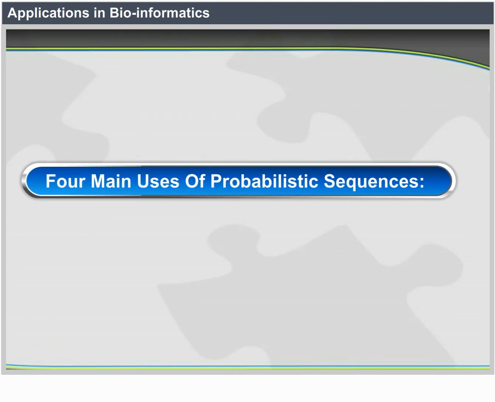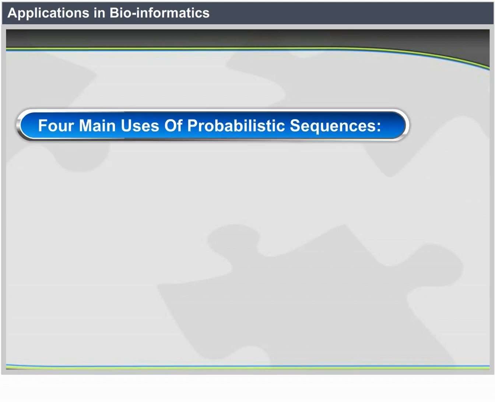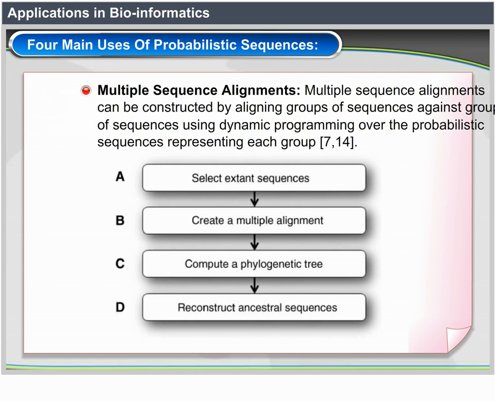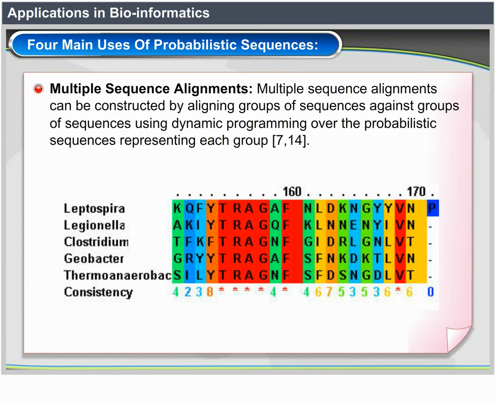Four main uses of probabilistic sequences. Probabilistic ancestral sequences. This can be used to build the root or other internal nodes of phylogenetic trees. It is the best method to obtain information about the ancestral sequence. Multiple sequence alignments. Multiple sequence alignments can be constructed by aligning groups of sequences against groups of sequences using dynamic programming over the probabilistic sequences representing each group.